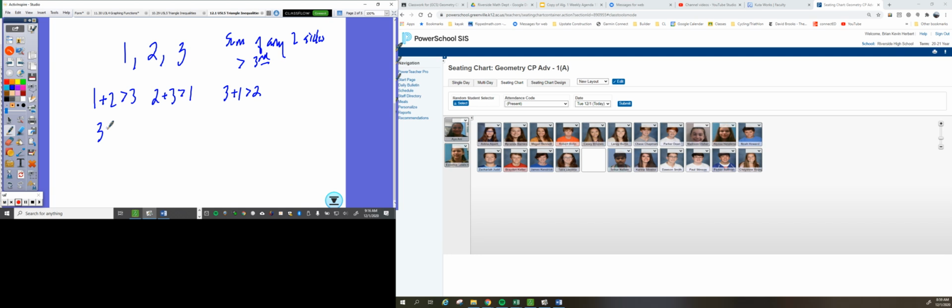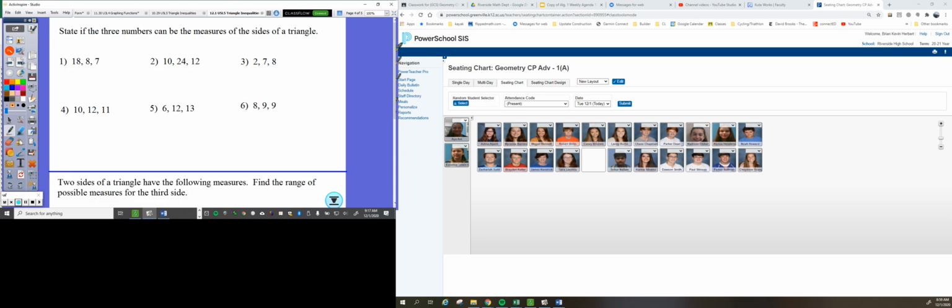Well, 3 is not greater than 3. 5 is greater than 1. And 4 is greater than 2. But because it violates it here, these cannot form a triangle. Does that make sense? All right. We're just going to kind of skip this here a little bit. And then I want you to do these three at the bottom. Tell me if these three at the bottom form a triangle or not.